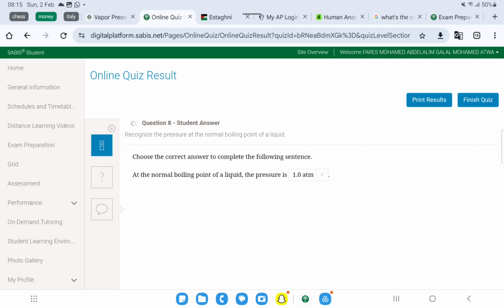At the normal boiling point of a liquid, the pressure is 1 atm. You also have to memorize this. It's nothing that can be explained. You just have to memorize it. And this is the video for section 6.3, 6.2, and 6.1.